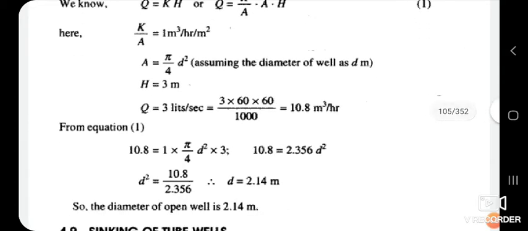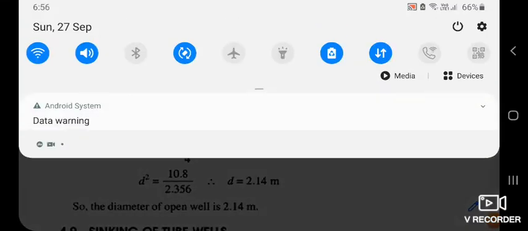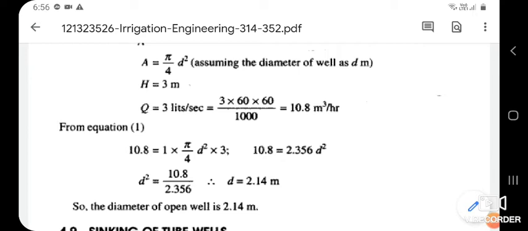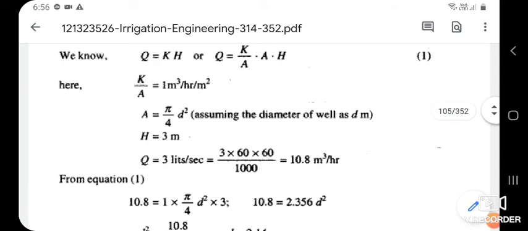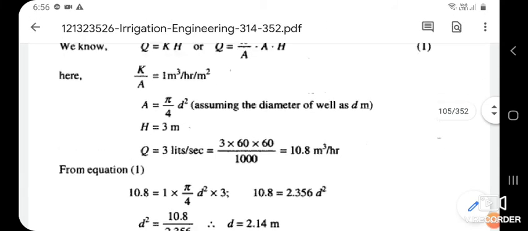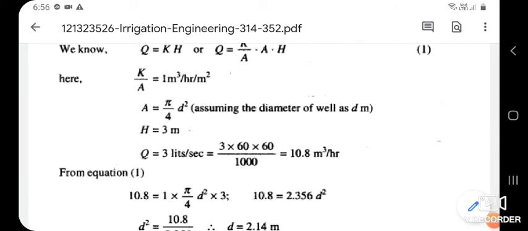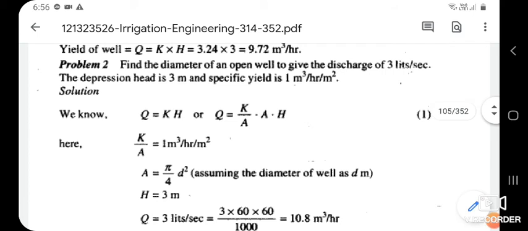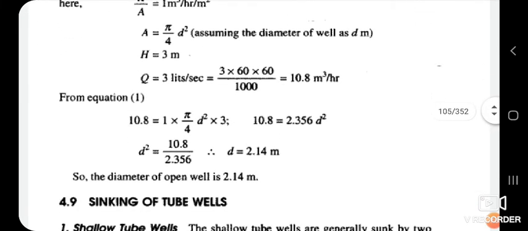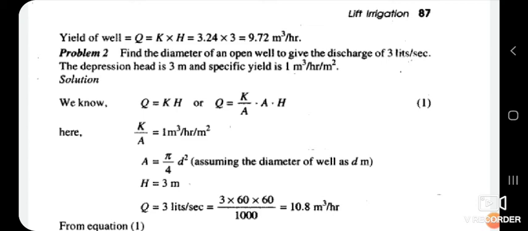I hope that you're well aware of how you got this 60 by 60 divided by 1000, as you have studied for almost a year with hydraulics. The same methodology has been followed here, so you can have Q is equal to 1, the same K by A value, and next is pi by 4 d square, and into 3, your depression head. With this you can find d square. So ultimately you get the diameter of the open well, which is asked in the question.